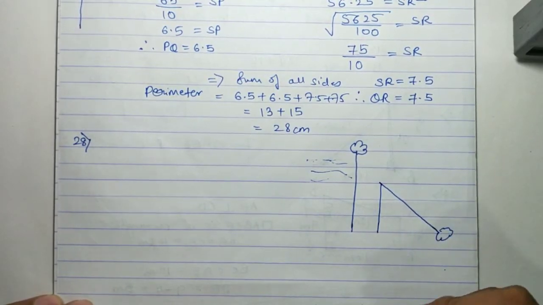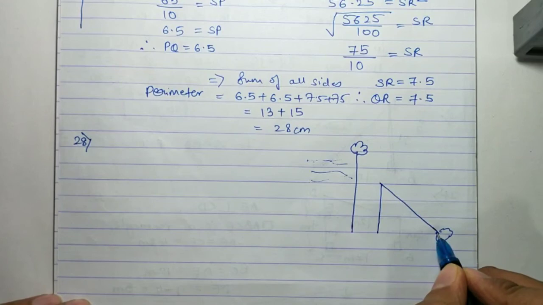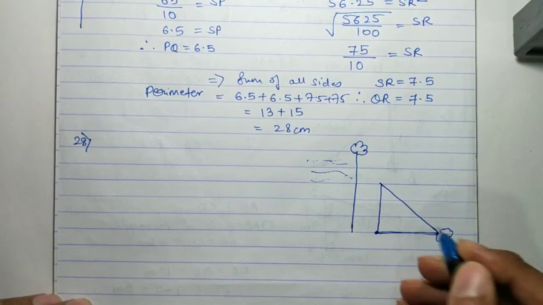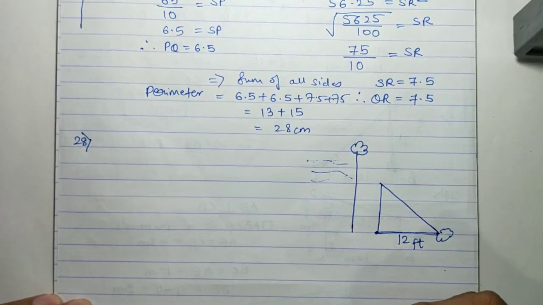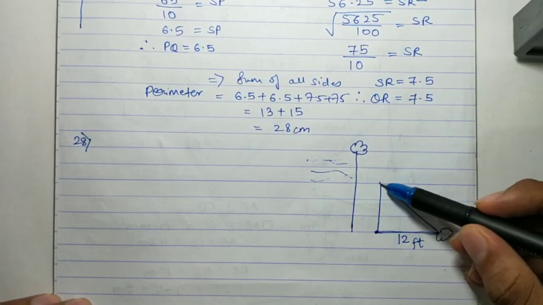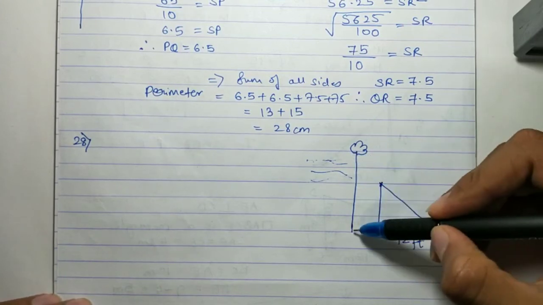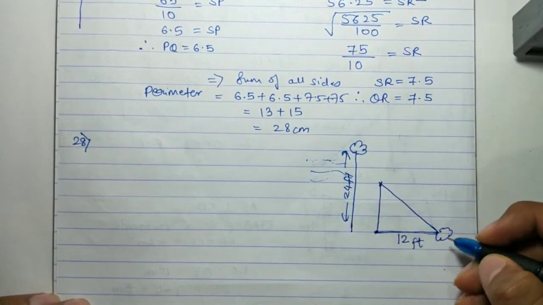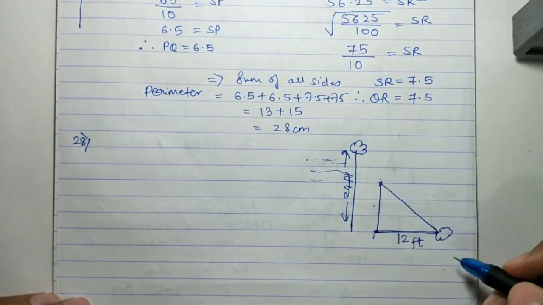If the top of the broken part touches the ground at a distance of 12 feet from the foot of the tree, calculate the height at which it is broken, if the original height is 24 feet. The original height means this full height is 24 feet. And they are asking from which height it broke.